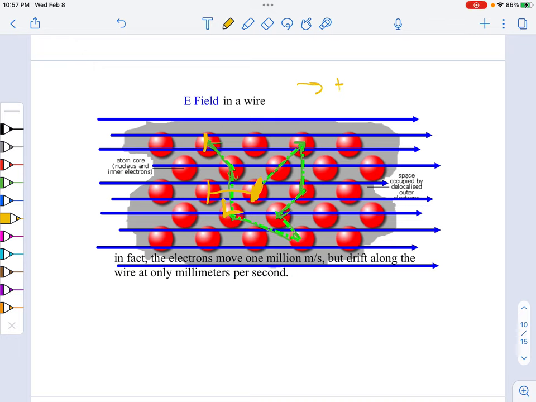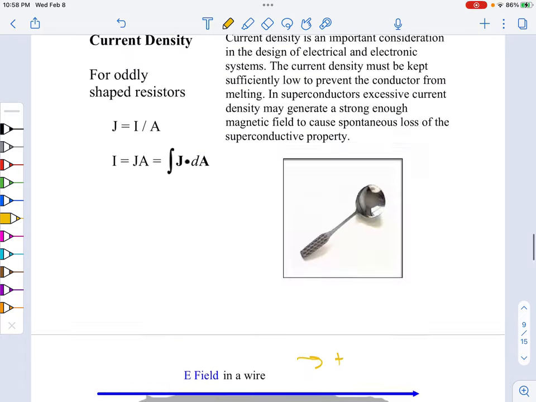Even though these electrons are bouncing around at nearly the speed of light, their drift velocity is really, really tiny. It's on the order of fractions of a millimeter per second. But as long as we can get them to have a net motion in the direction that we want, we've got ourselves a current. Anyway, kind of backing up here.